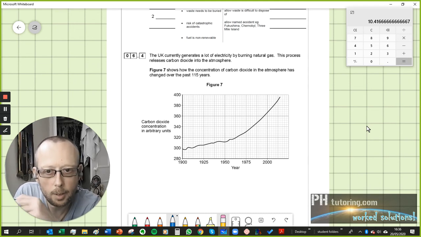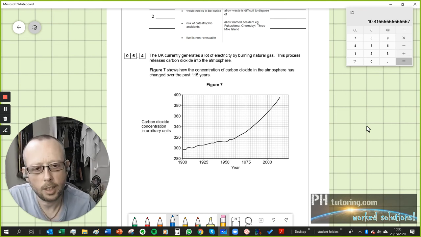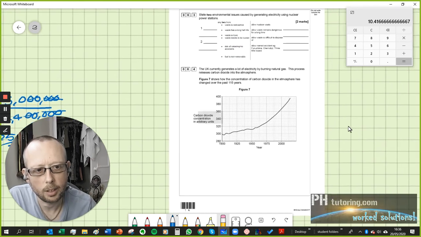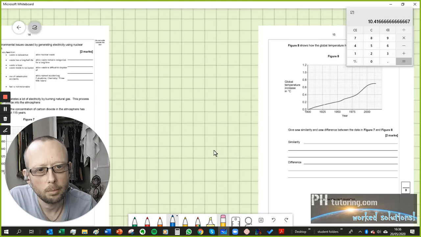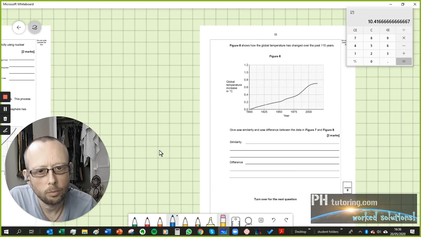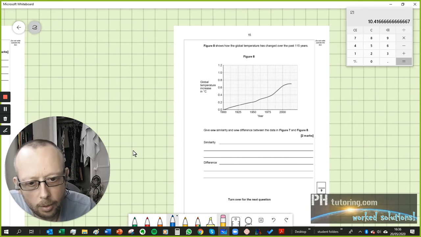So the UK currently generates a lot of electricity by burning natural gas. This process releases carbon dioxide into the atmosphere, and the graph shows the carbon dioxide changing over the 115 years. Okay, so it looks like the questions are on the next page. Right, okay, this is frustrating, isn't it? One of these cases where you're going to keep flipping back and forth.